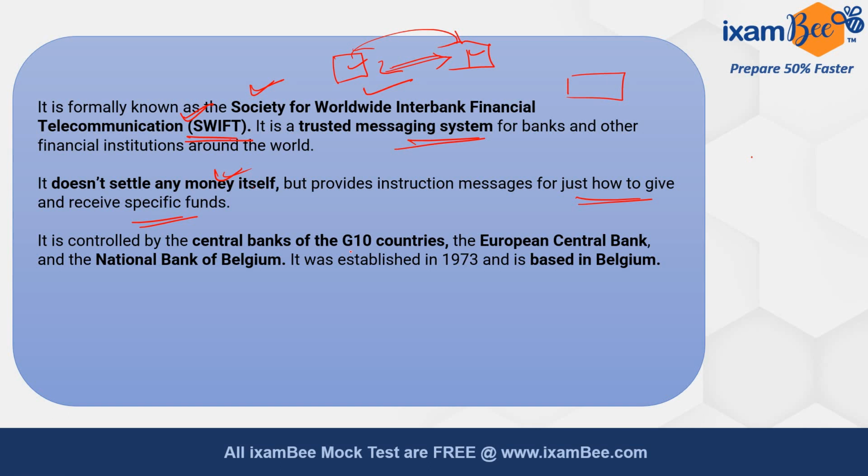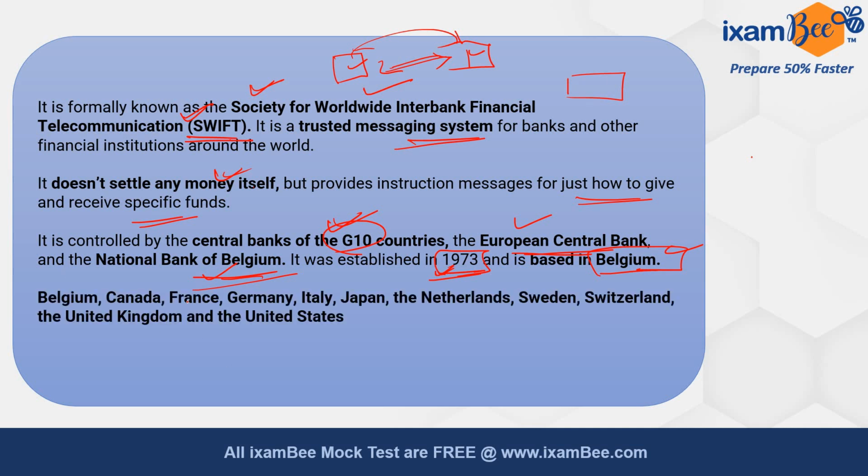It is controlled by the central banks of G10 countries and the European Central Bank and the National Bank of Belgium. It was established in 1973 and based out of Belgium. We will see which countries are the G10 countries. These are the organizations that control this SWIFT system. And it was established in 1973. Where is its headquarters? In Belgium. So these are the G10 countries. You can see: Belgium, Canada, France, Germany, Italy, Japan, Netherlands, Sweden, Switzerland, United Kingdom and United States.